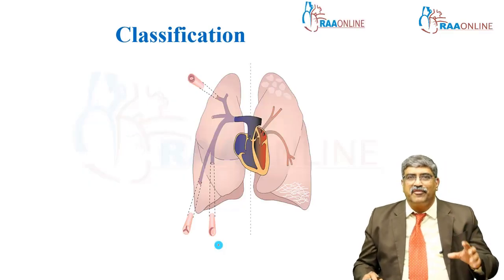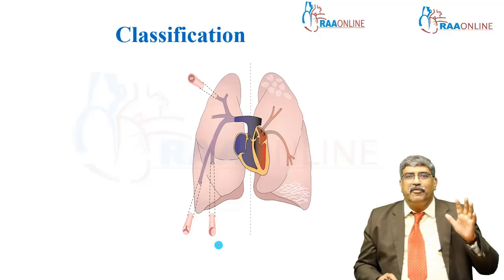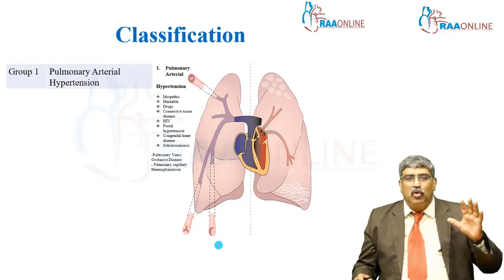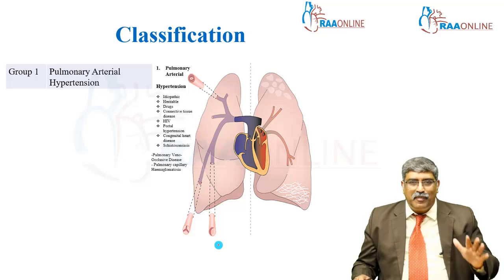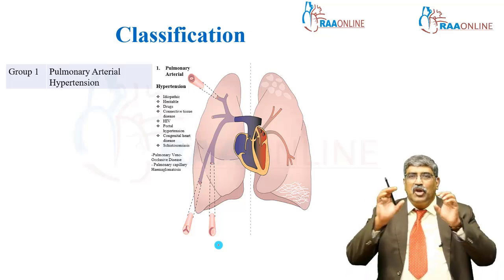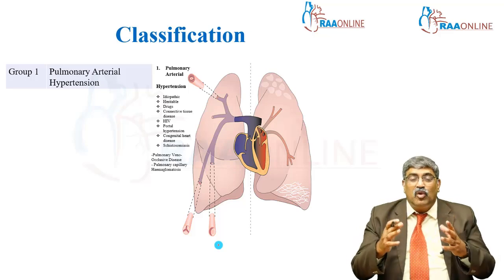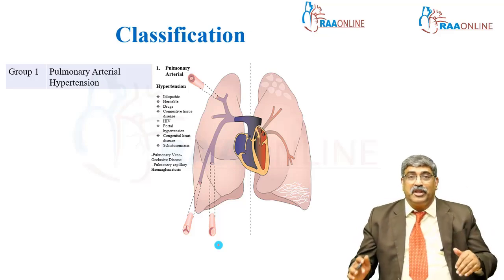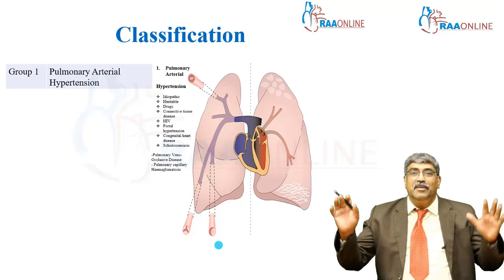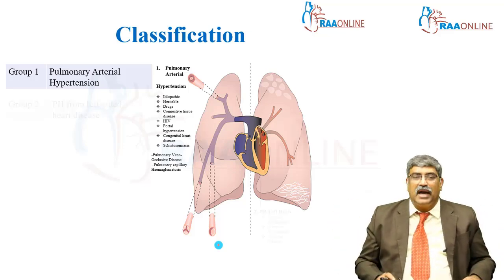Now coming to the classification of pulmonary hypertension, there are 5 major groups as I said earlier. Group 1 is pulmonary artery hypertension. Here you have hypertension in the pulmonary artery where most of the time it is idiopathic. You don't know the cause, but still the pulmonary artery pressures are very high.